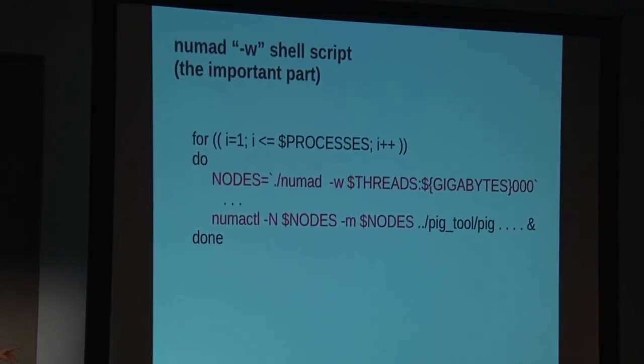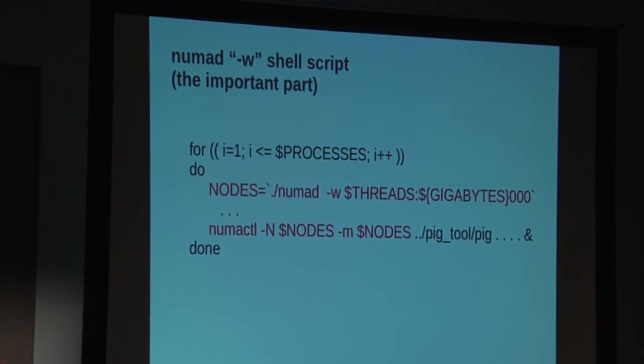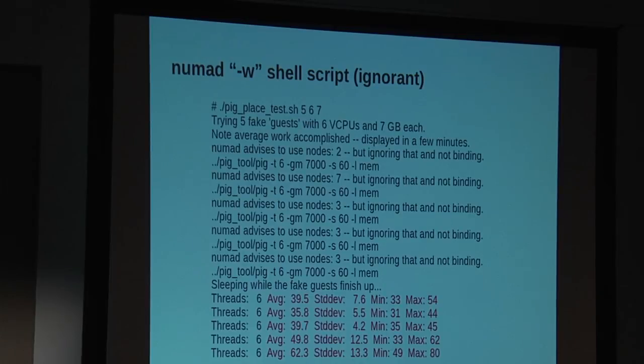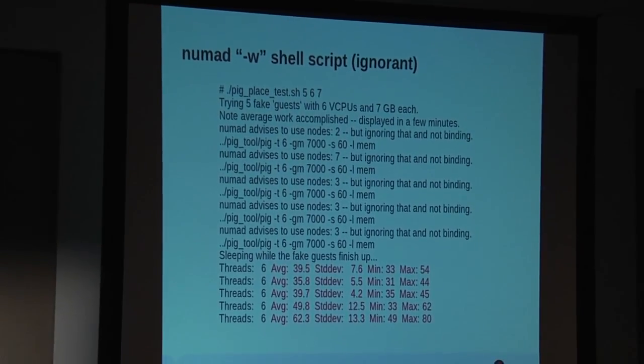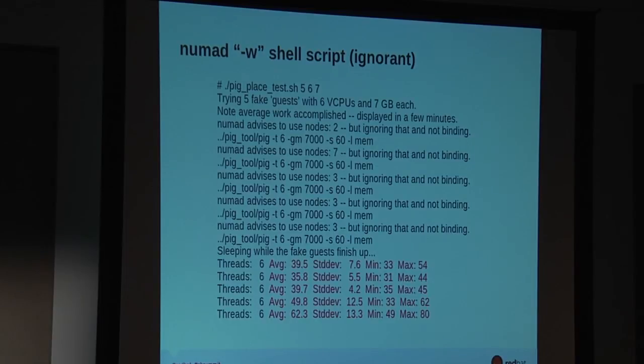And here I've magnified the important part, where numad is invoked with a -w option, how many threads I want, and how many megabytes of memory. And then I actually use the result from that numad query in numactl to launch this command called pig, which is just a memory exerciser, simulates a pointer chasing workload. Okay, so here's the result of running the top half, ignoring the advice. And you can see the average score is approximately 40, 50.